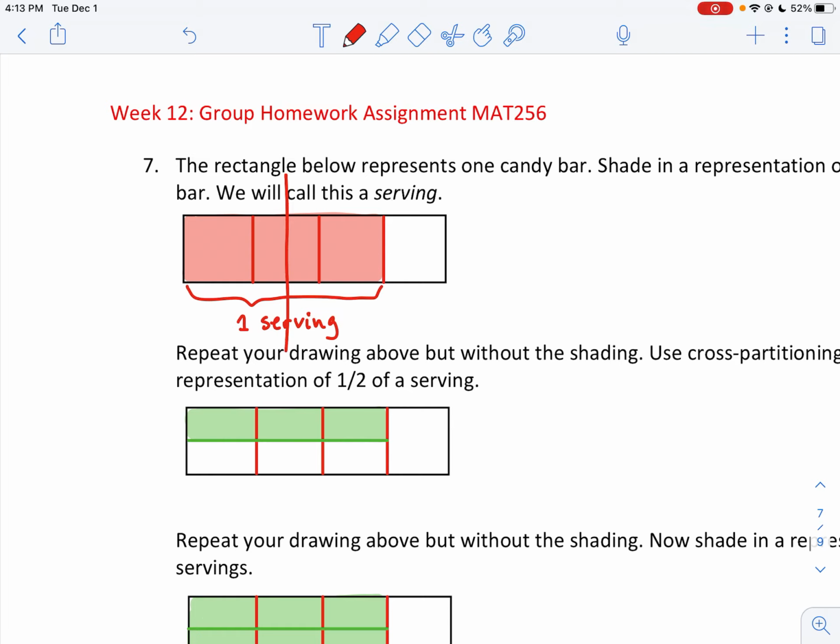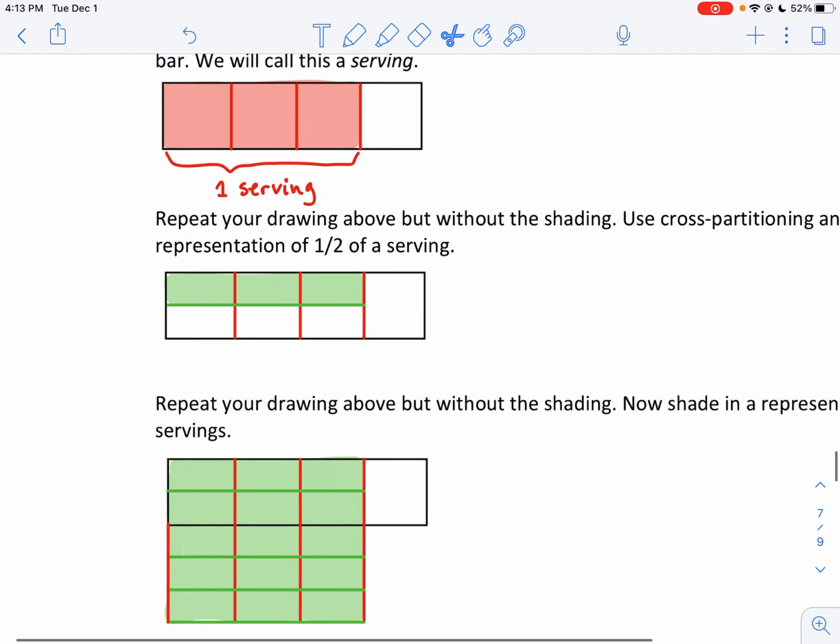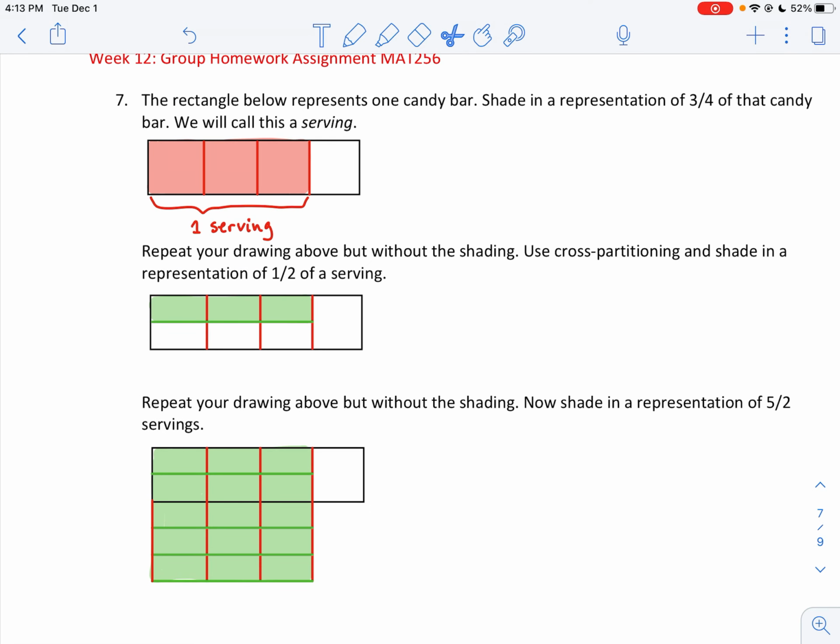Cutting 3 in half, you could do that and say 1 1/2, but I wanted to avoid breaking it this way. This is another vertical partition. I wanted to do cross partitioning, which means now do a horizontal one. So take this row of 3 boxes and cut it in half horizontally, and then shade that. So what's in green is half of a serving.